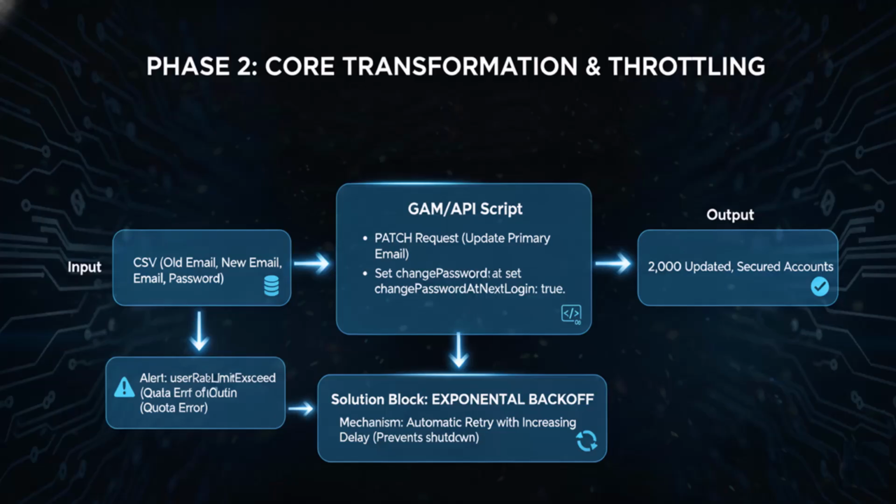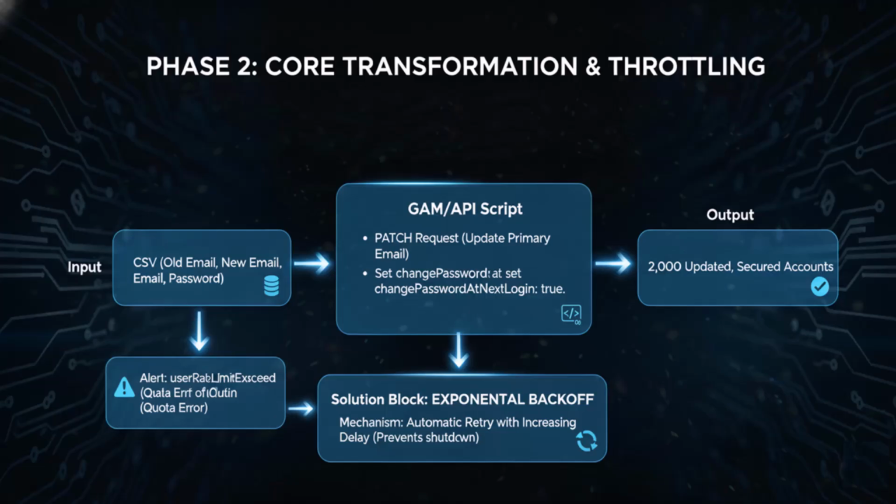However, when you deal with Google's directory API at this scale, there is a certainty you will hit a quota error. The API has strict limits, typically around 20 requests per second. If our script runs too fast, Google sends a user rate limit exceeded alert, shutting us down. This is the moment where an amateur script fails and the project timeline dies. A professional script avoids this failure with one mechanism, the solution block, Exponential Backoff.